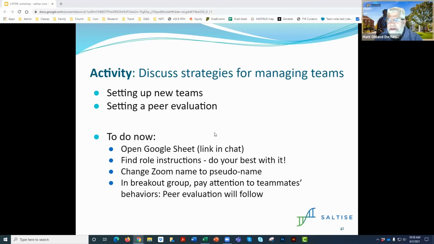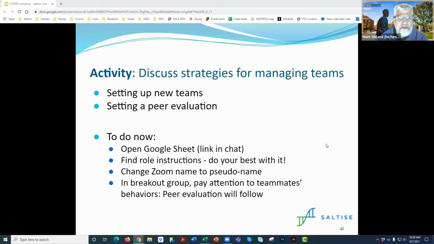And so what we're going to do now is have you go into breakout groups and discuss strategies for managing teams. What that'll do is let you reflect on the content of the workshop, but also have a team interaction that you can use as the basis for a peer evaluation. So the first part of actually having the discussion should lead to some better questions later on, and also give you the context for the activity to do the actual peer evaluation.